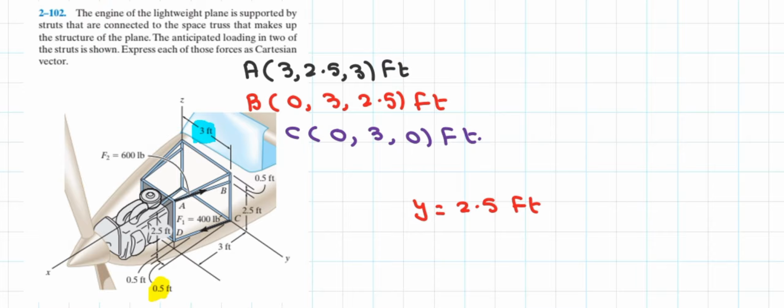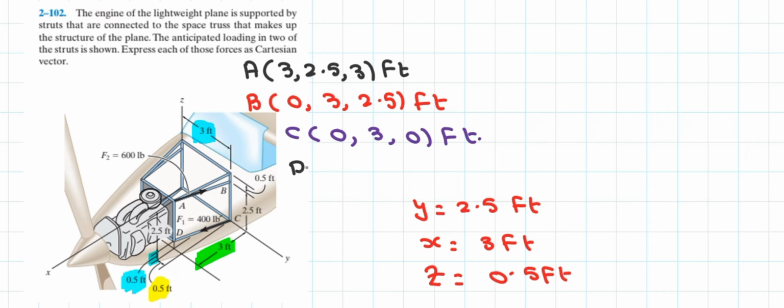What about the x value present in point D? This 3 foot distance is basically the x value present in point D. So x is equal to 3 foot. And lastly, this 0.5 foot distance is basically the z value present in point D. So z is equal to 0.5 foot. So the location of point D is (3, 2.5, 0.5) foot. This is basically the location of point D.